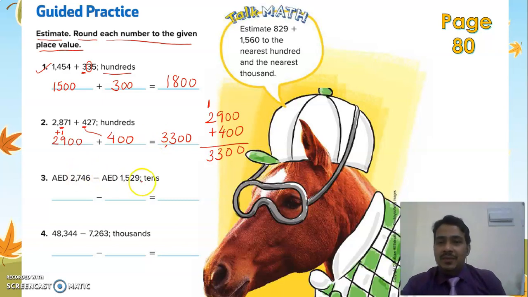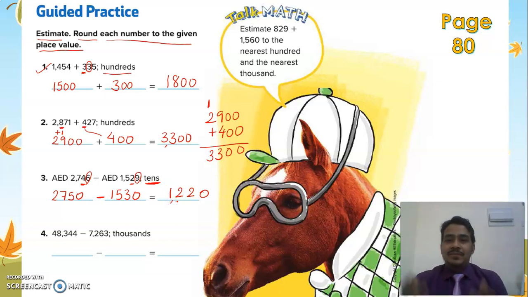Okay. The same thing is for the next number. It is tens place. The tens place is 4, and the next number is 6, so you add 1. It becomes 2,750. And here the tens place is 2, the next number is 9, so you add 1. It becomes 1,530. And then you have to do minus. So it becomes 0, 5 minus 3, 2, 7 minus 5, 2, 2 minus 1 is 1.